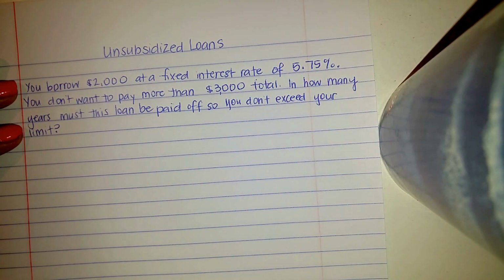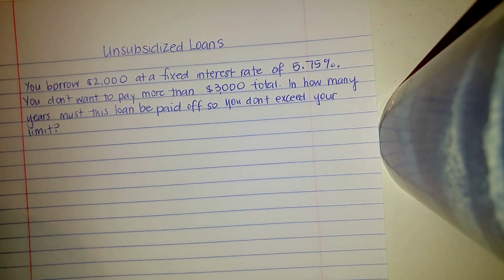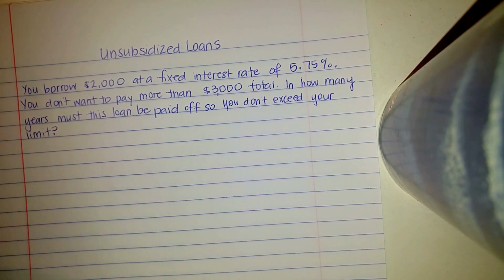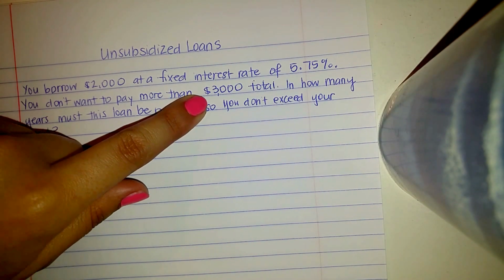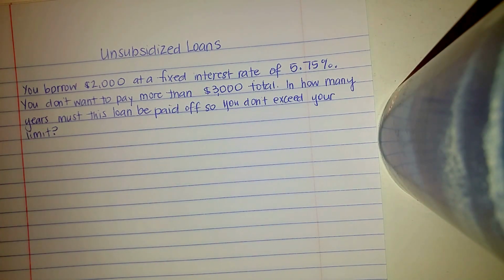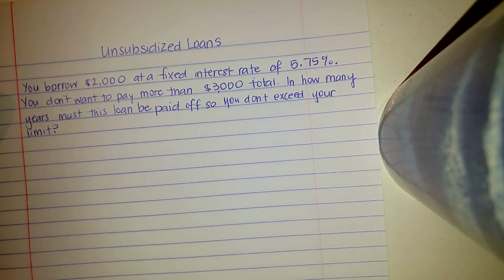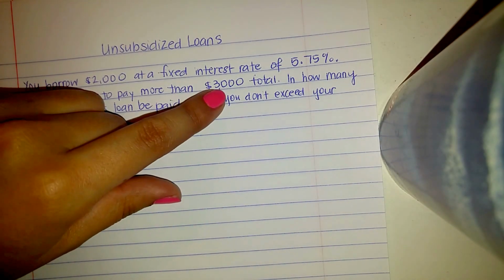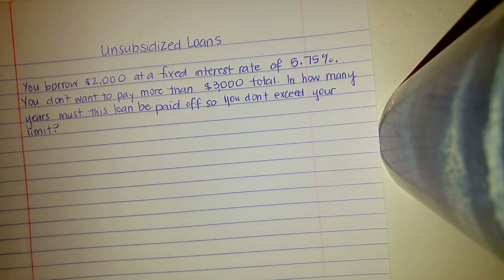It says you borrow $2,000 at a fixed interest rate of 5.75%. You don't want to pay more than $3,000 total. So you don't want to end up paying more than $3,000 with all the interest. So in how many years do you have to pay this loan so that you don't exceed your $3,000 limit? You're trying to find how much time you have to pay this loan so that you don't end up paying more than this amount.